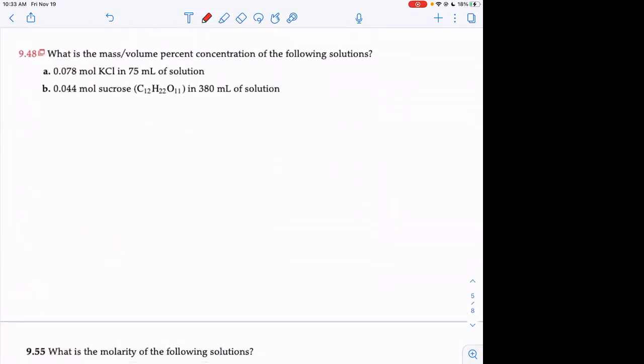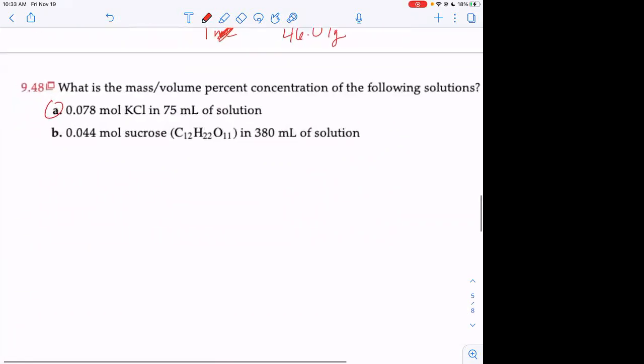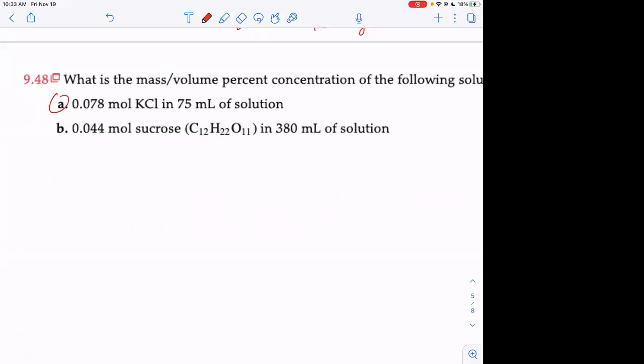What is the mass volume percent concentration of the following solutions? This is more concentration problems, but it's kind of the more straightforward kind. So A here: 0.078 mole KCl in 75 milliliter solution. What do we need to do? What's the equation for mass volume percent?